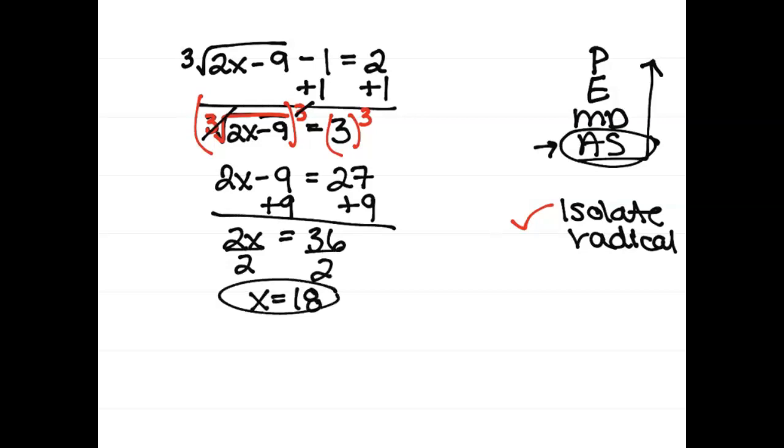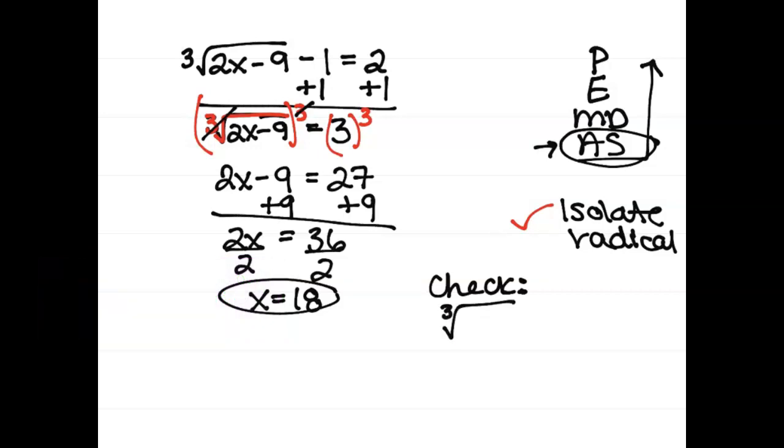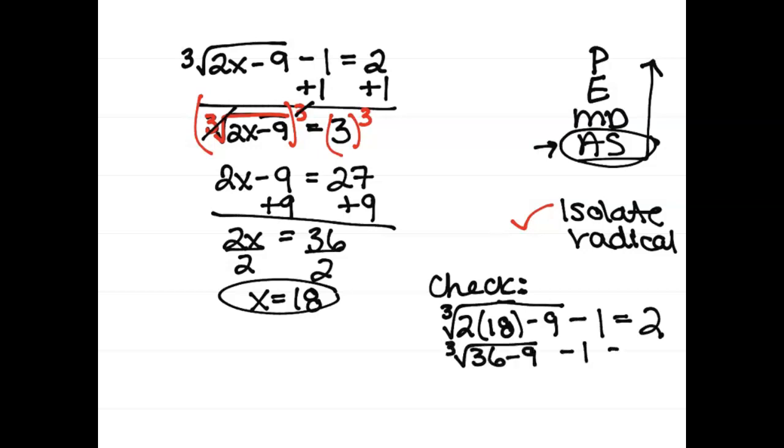Alright, once again, my final step here is going to be to check my answer. So I'm going to plug this back in to the original problem. Cube root of 2 times 18 minus 9 minus 1 equals 2. So that's the cube root of 36 minus 9 minus 1 equals 2. Cube root of 27 minus 1 equals 2. The cube root of 27 is 3, so 3 minus 1 equals 2. That is true. So I know that I've done this correctly and my answer is correct.